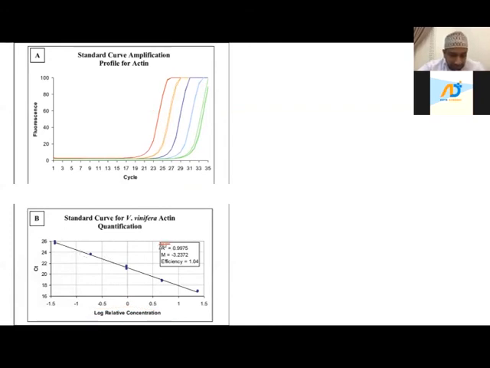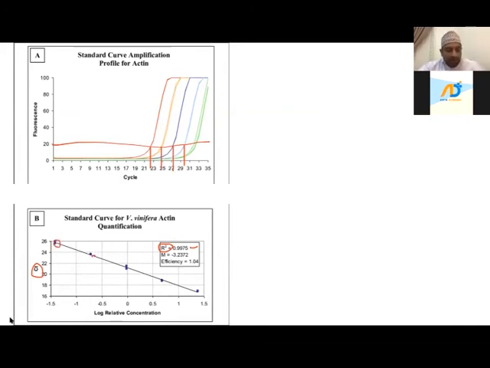You're going to look at the R-squared value, and this is one of the things you check, that it is a linear curve. So you get what is called the CT value. You're going to put a threshold line. This is the CT, and this is the quantity that you're going to get. For each of these quantities, you're going to put it here on the y-axis, and then you're going to run them, and you get the standard curve.